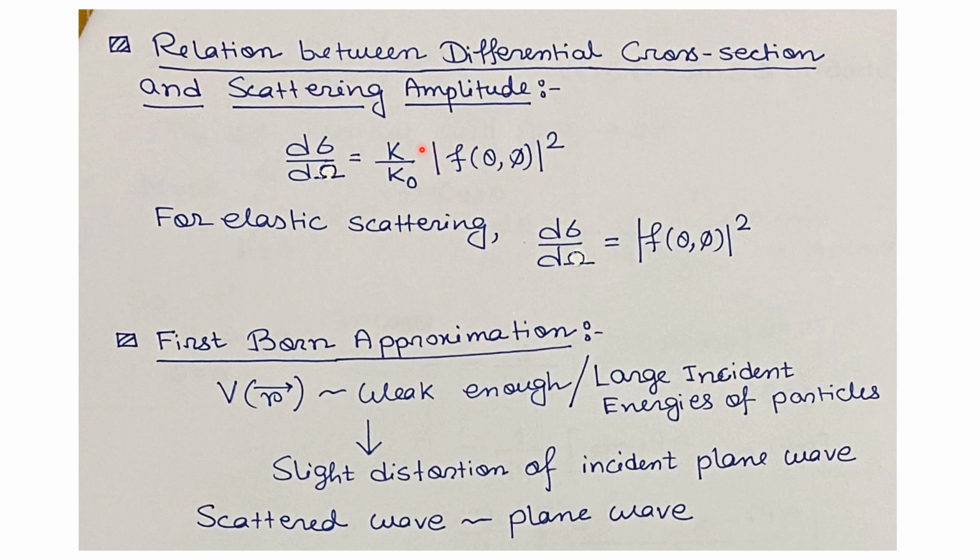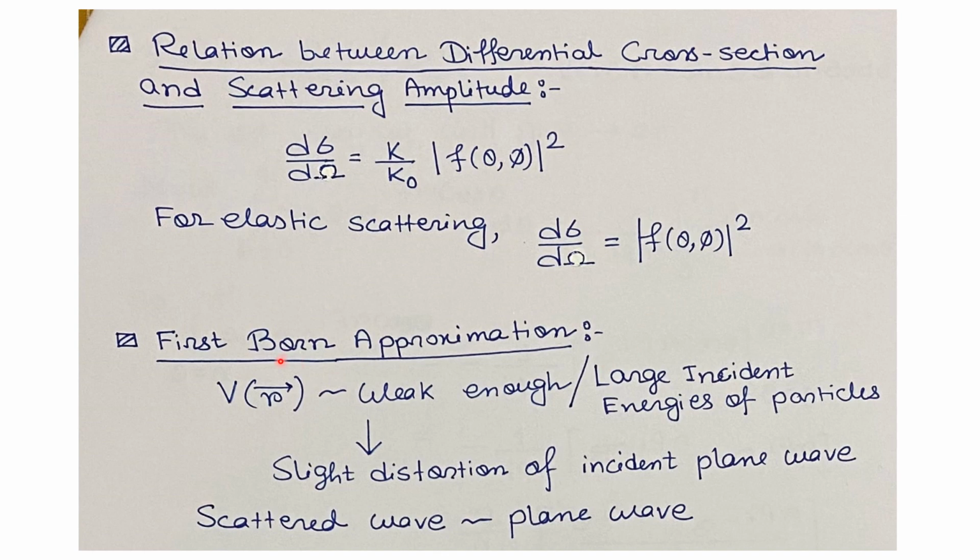Here k is the magnitude of the scattered wave vector and k₀ is the magnitude of the incoming or incident wave vector. Now for the case of elastic scattering, where the momentum and energy conservation holds, k will be equal to k₀. So for elastic scattering, dσ/dΩ equals the mod square of the scattering amplitude f(θ, φ).